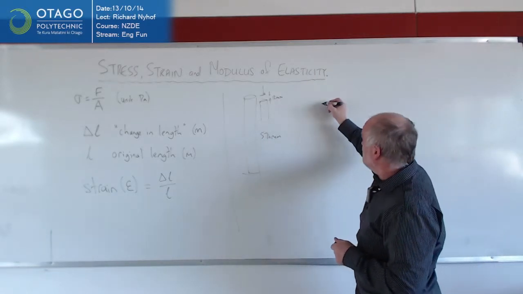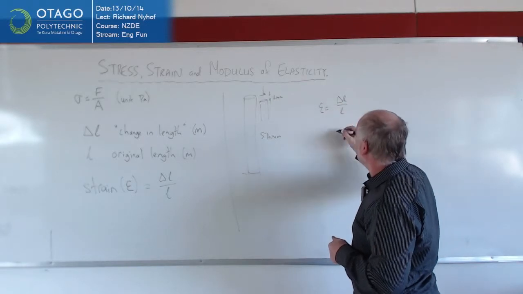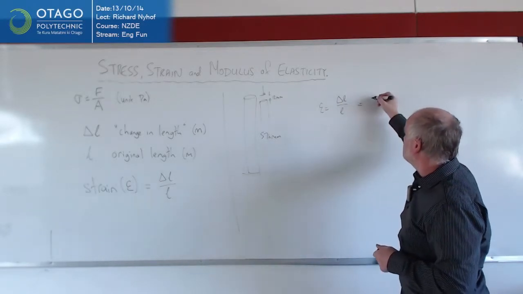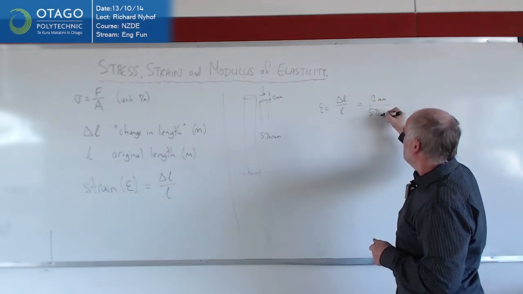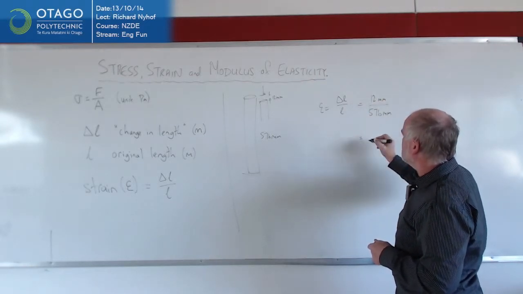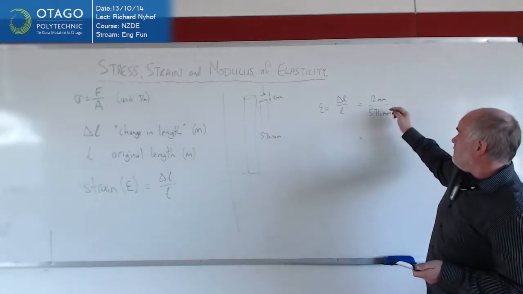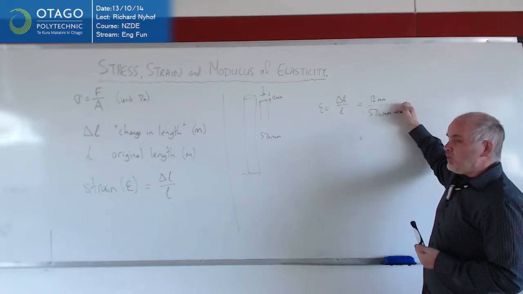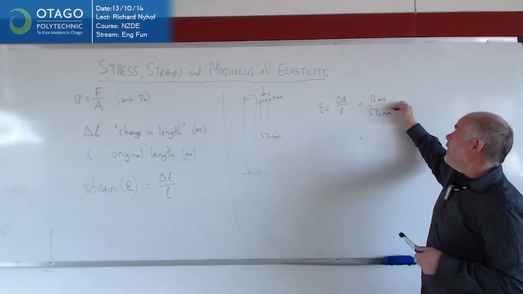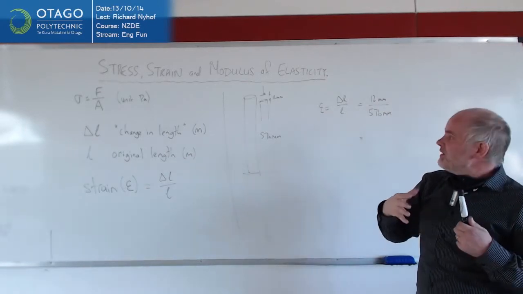So all we have to do is strain is change in length over length. So the change in length here is 12 millimeters over the original 576 millimeters. Notice the units are the same. As long as they're the same, it's okay. You can't have 1 in millimeters and 1 in meters, or 1 in miles and 1 in millimeters. That would be really stupid. Okay? But you've got to have them matching units.